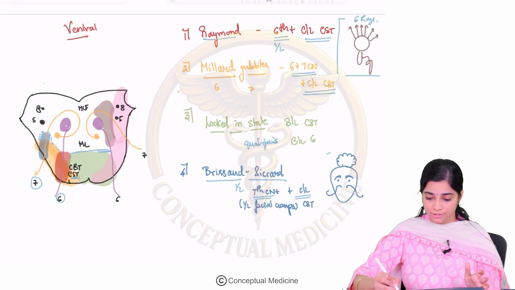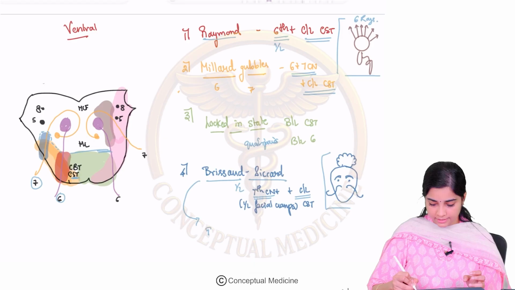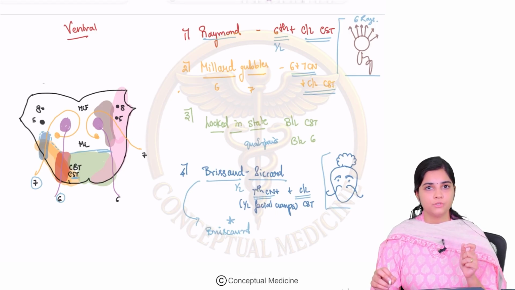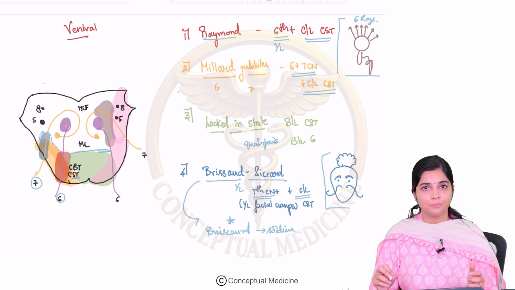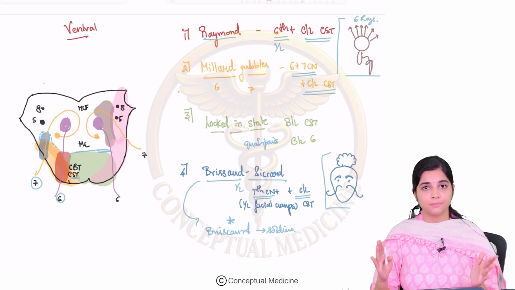Now what is the visual mnemonic that I have given here? Brissard sounds like Briscard, and Briscard is an English term which is used to describe soldiers. Why do you have to remember that? All you have to visualize is that Brissard-Sicard syndrome sounds like Briscard, an English term used to describe soldiers.